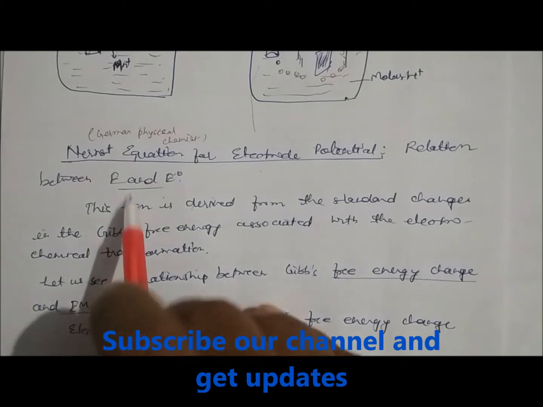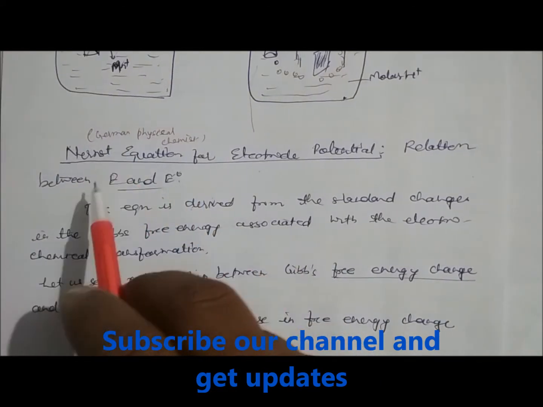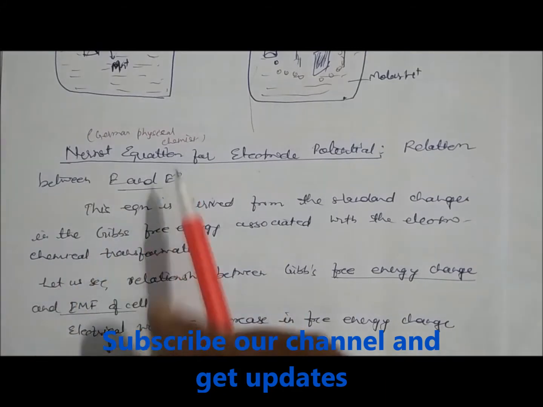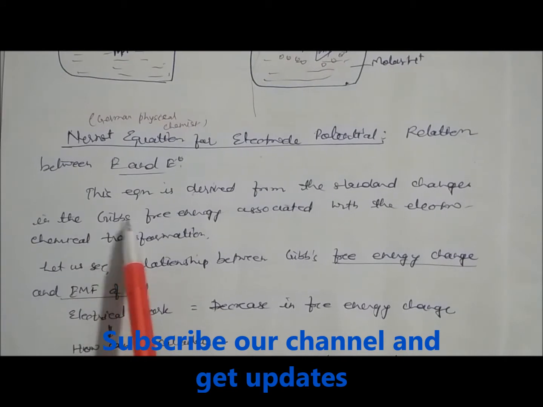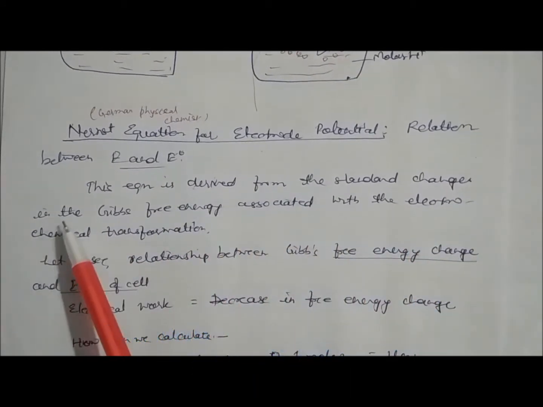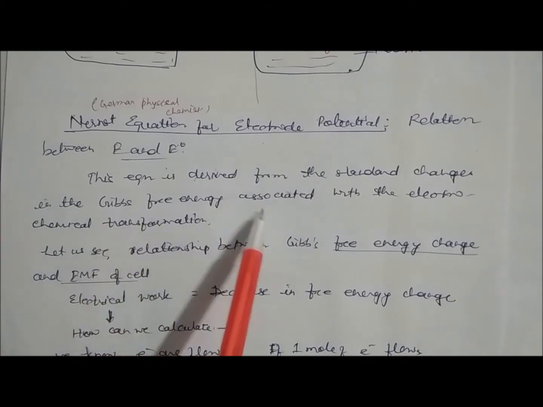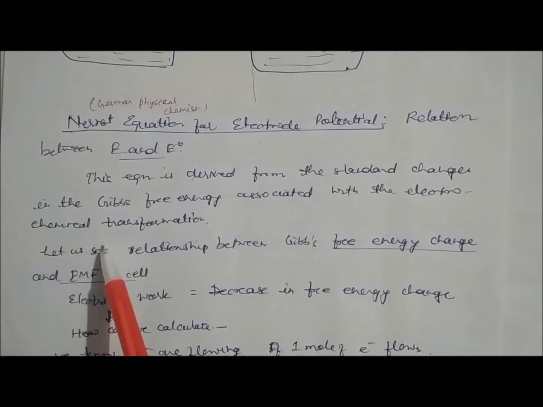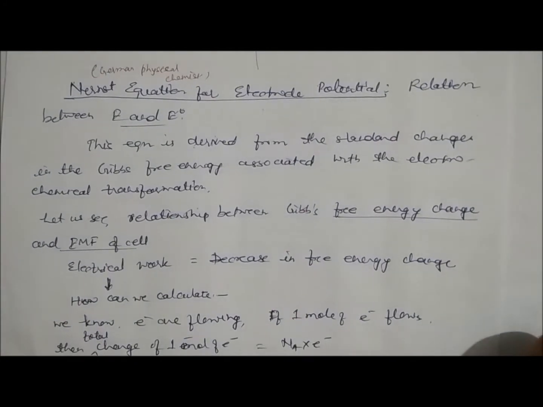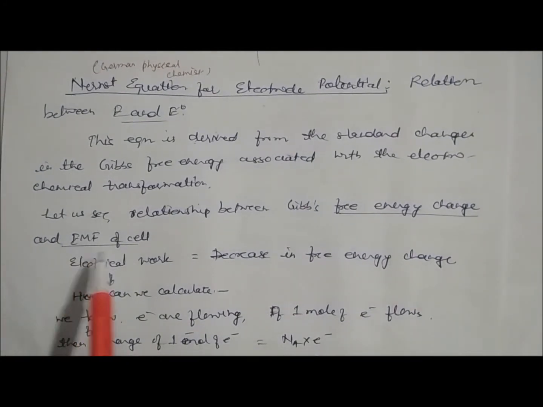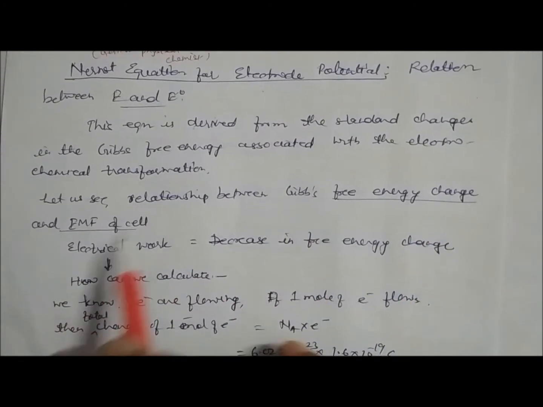Now the Nernst equation. Nernst was a German physicist, or chemist. He found one equation to find this electrode potential. This equation is derived from the standard change in the Gibbs free energy, associated with electrochemical transformations. So let us see what the relationship is between the Gibbs free energy change and the EMF of the cell.